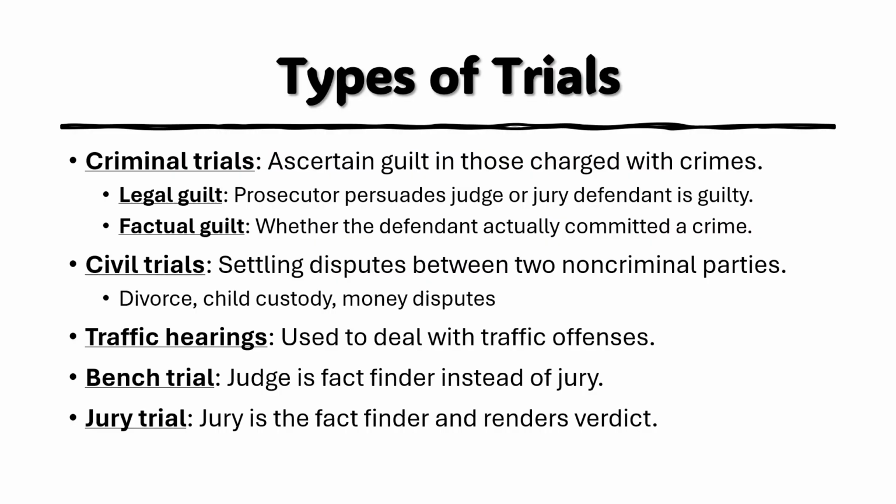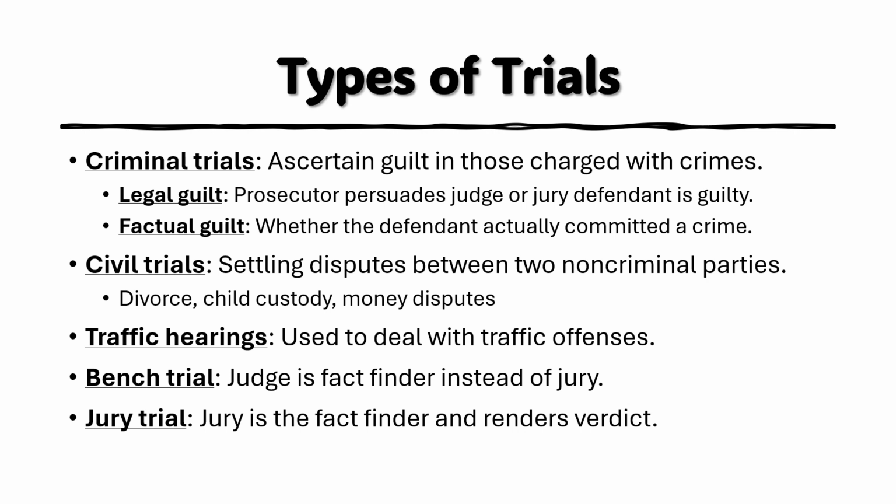So it's important to look at the types of trials that there are. The majority of what we've talked about are criminal trials, and these are trials used to ascertain the guilt or lack of guilt of defendants charged with committing crimes. Estimates range between 2 and 10% of criminal cases go to trial. Remember, we talked about plea bargaining, and realistically about 90% of cases are pled out. So you still have about 10% that go to a criminal trial.